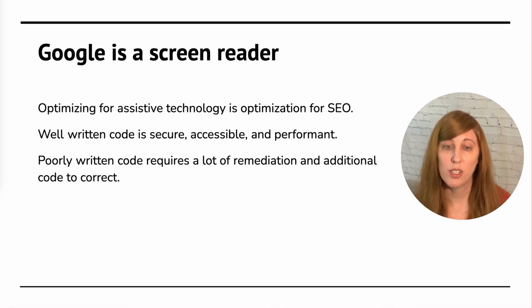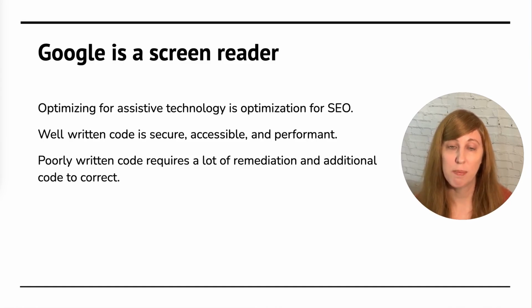Well-written code is secure, accessible, and performant. Poorly written code requires a lot of remediation and additional code to correct. A plugin that created menus, specifically mega menus, was having a lot of difficulty trying to make their code work for accessible technology. The primary issue was their code was not semantic. They were not using properly ordered lists, and they didn't want to modify their HTML. Because of this, they ended up spending over 2 months trying to come up with a JavaScript solution that used a lot of extra code.